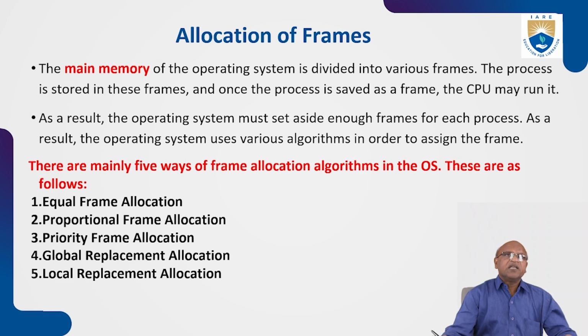So on this one, the main memory of the operating system is divided into various frames. The process is stored in these frames, and once the process is saved in a frame, the CPU may run it. That's what we are discussing, because for execution of the program, it will be brought into the RAM. So as a result, the operating system must set aside enough frames for each process. As a result, the operating system uses various algorithms in order to assign the frames. There are mainly 5 frame allocation algorithms in the OS. These are equal frame allocation, proportional frame allocation, priority frame allocation, global replacement allocation, and local replacement allocation.